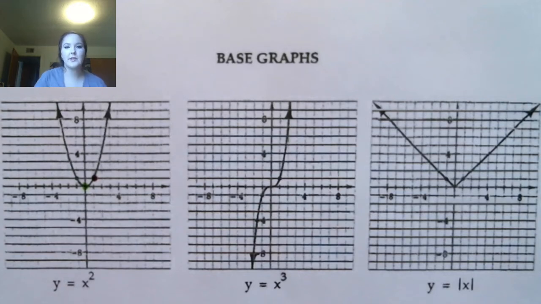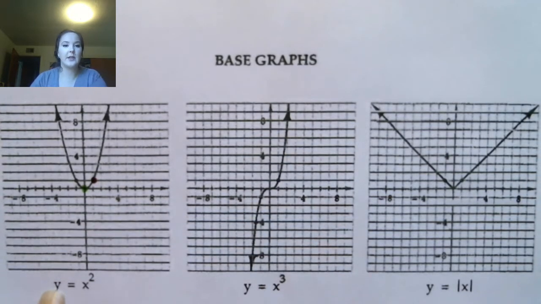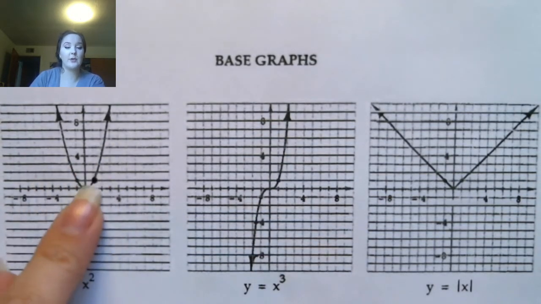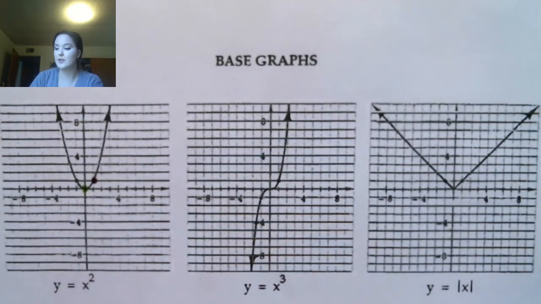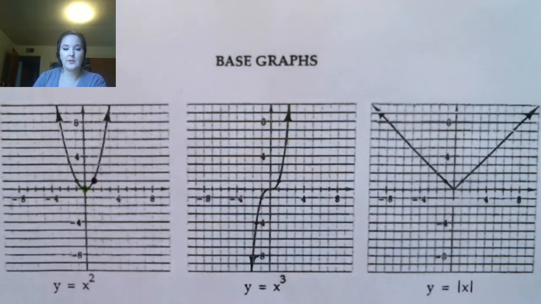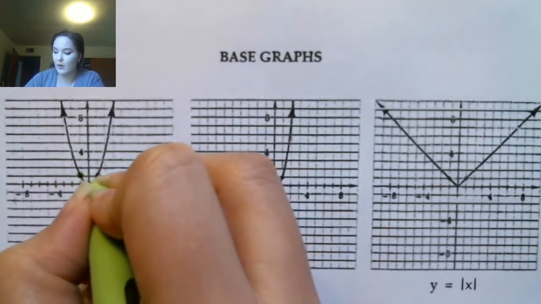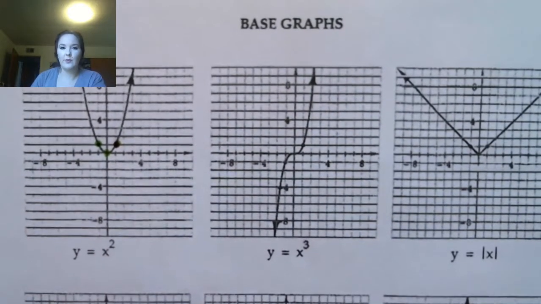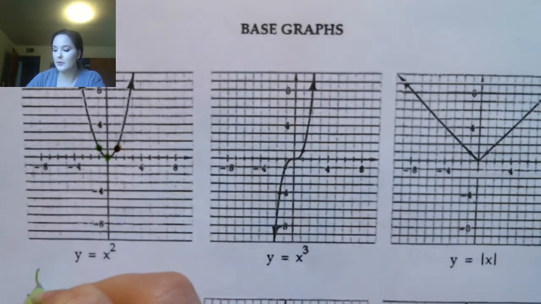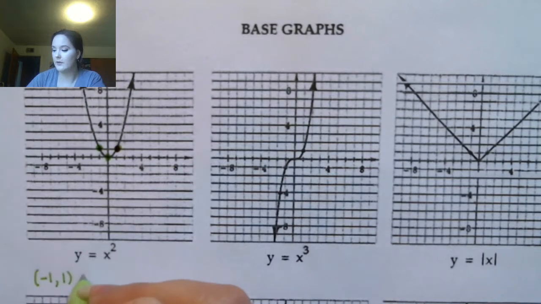Hi everybody. So in this video, we're going to really quickly go over the base graphs. The first one that you see here is the base graph that we went over when we were talking about graphing base graphs and transformations for parabolas. That's the y equals x squared graph, and I'm just going to mark the key points that we talked about already, and I'll list them for you here. The key points were -1, 1, 0, 0, and 1, 1.